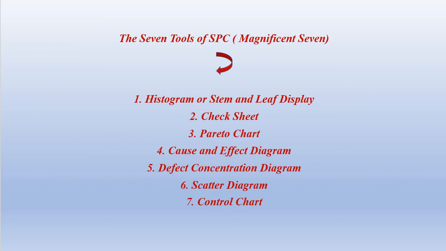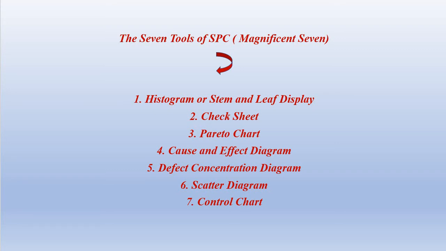The 7 tools of statistical process control are histogram or stem and leaf display, check sheet, Pareto chart, cause and effect diagram, defect concentration diagram, scatter diagram, and control chart. These tools, called the Magnificent Seven, are an important part of SPC. They comprise only its technical aspects.